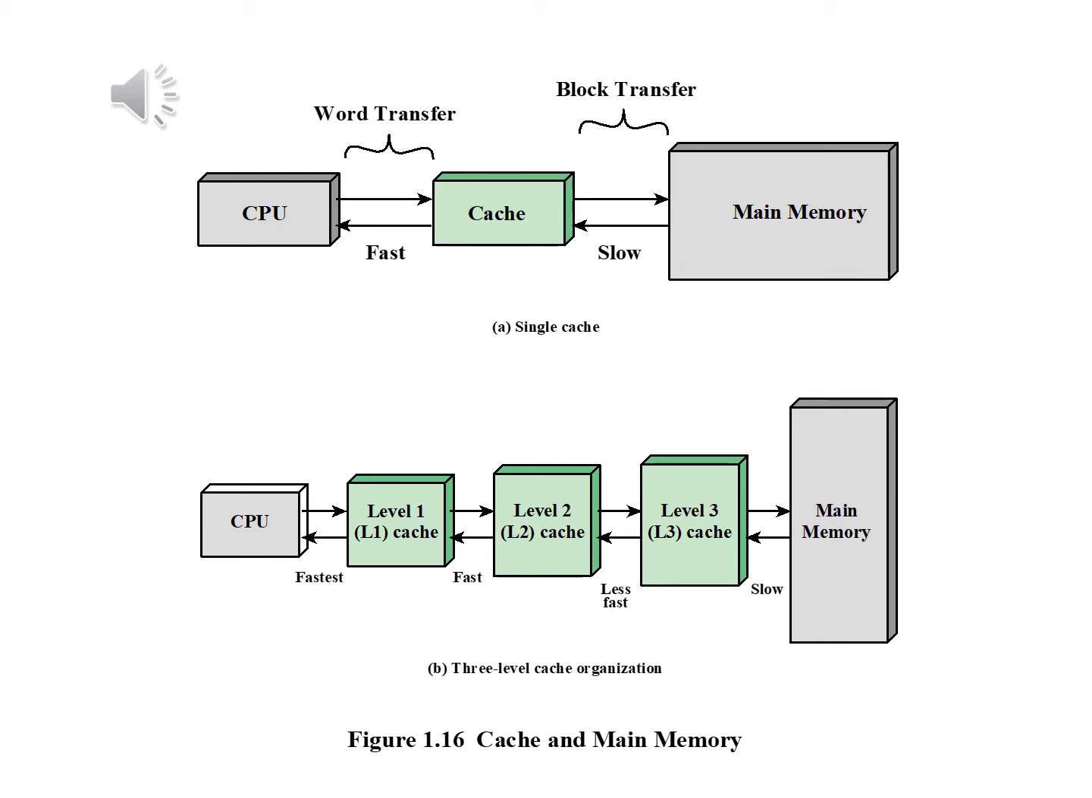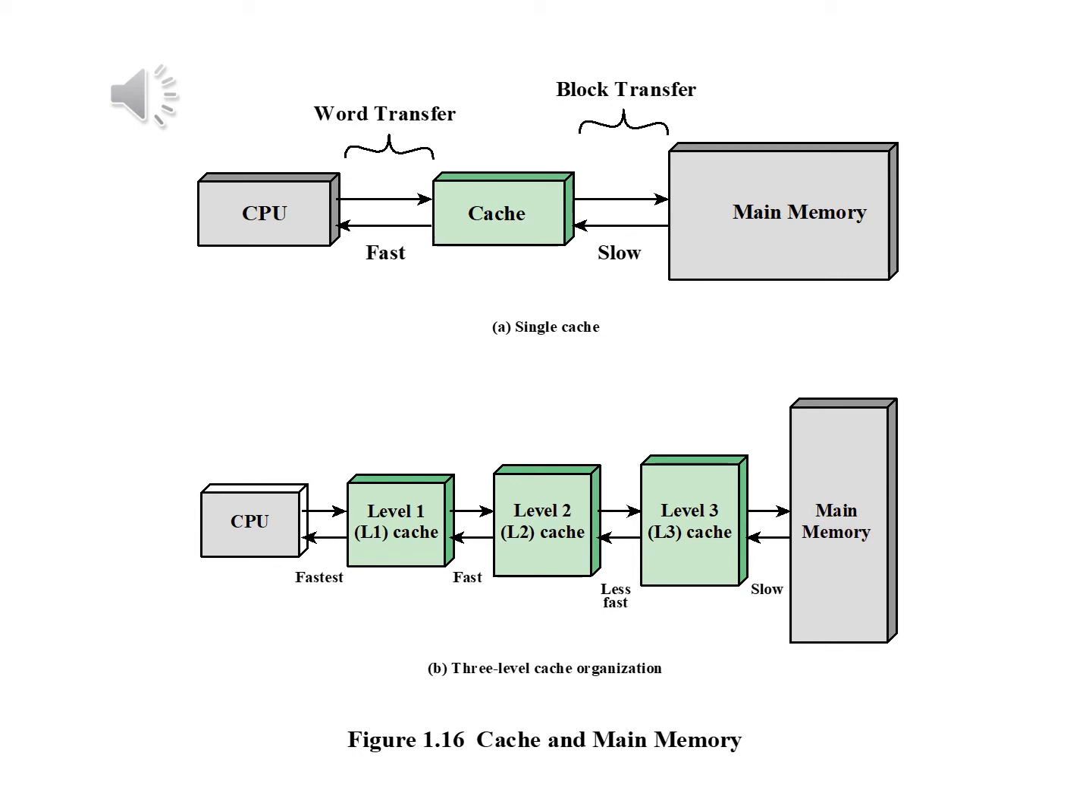Cache memory is intended to provide memory access time approaching that of the fastest memories available, and at the same time support a large memory size that has the price of less expensive types of semiconductor memories. The concept is illustrated in the top diagram. There is a relatively large and slow main memory together with a smaller, faster cache memory. The cache contains a copy of a portion of main memory.